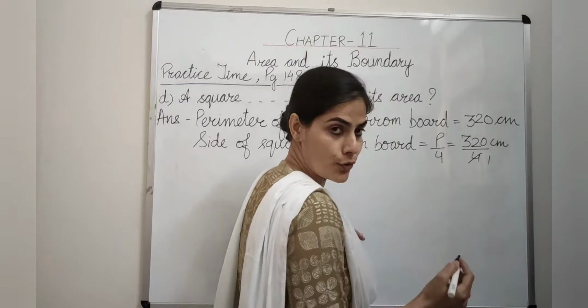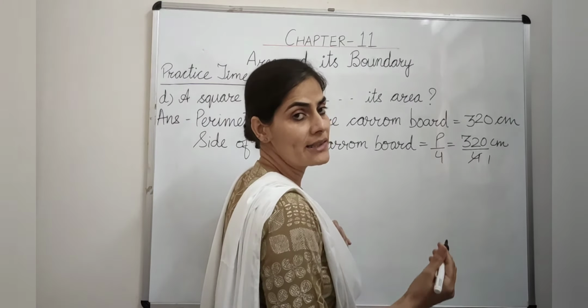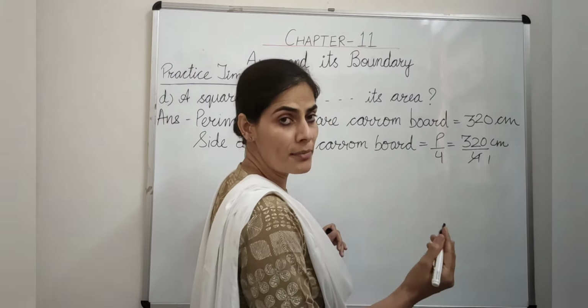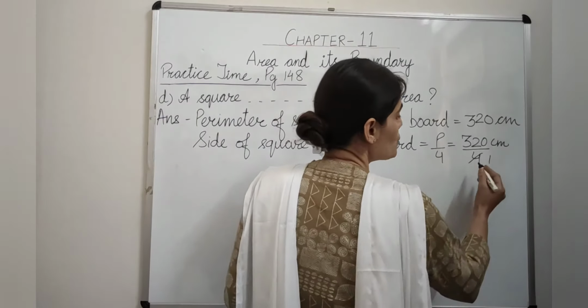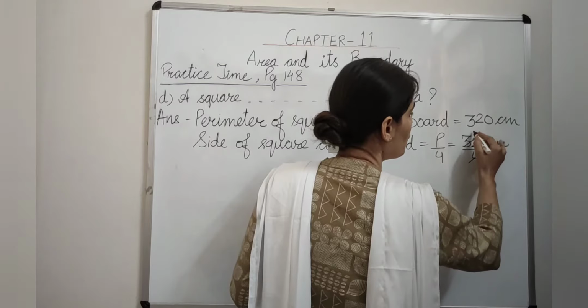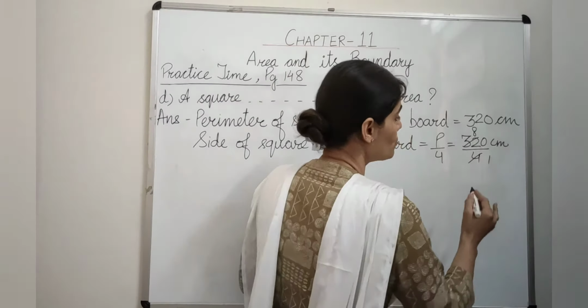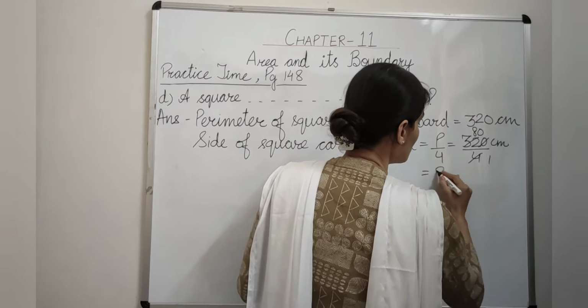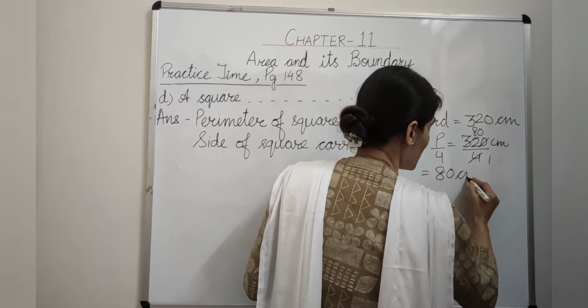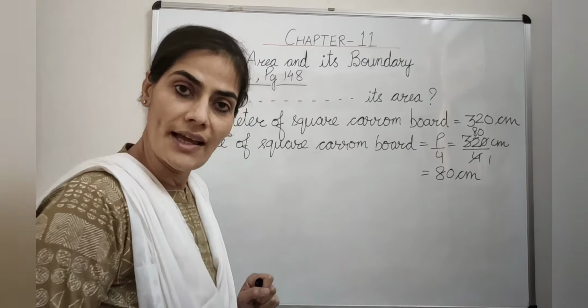4 ones are 4. I'm dividing the numerator and the denominator with the common divisor. That means the factor 4. So 4 ones are 4. 4 eights are 32. 4 zeros are 0. So according to this, the side is coming as 80 centimeter.